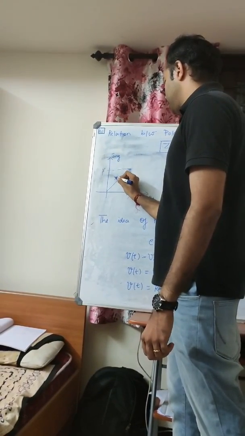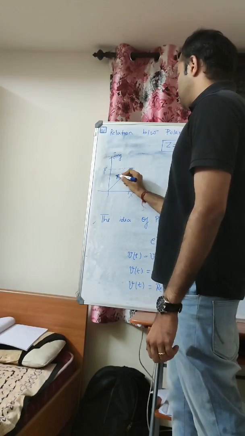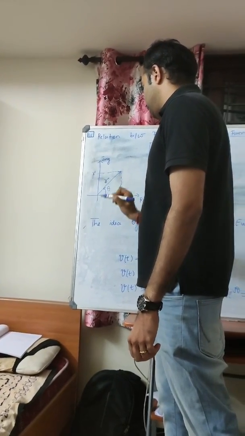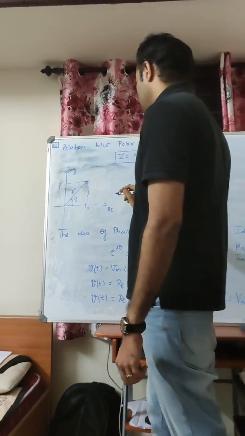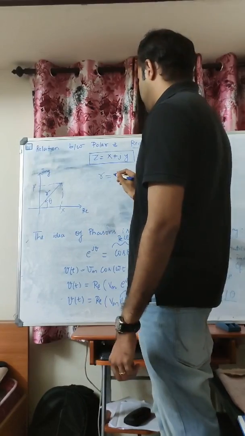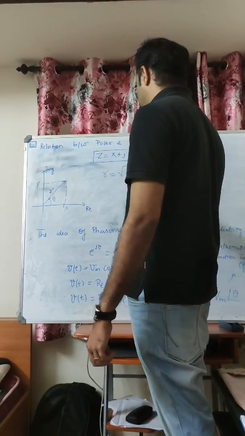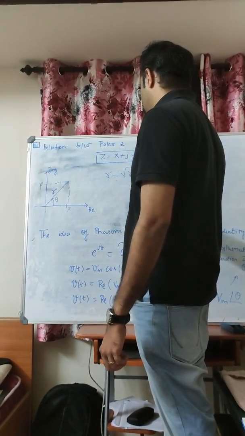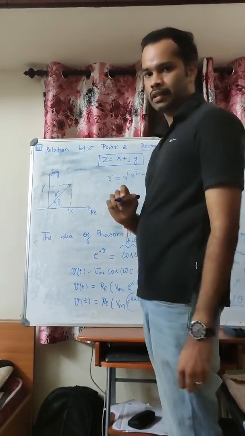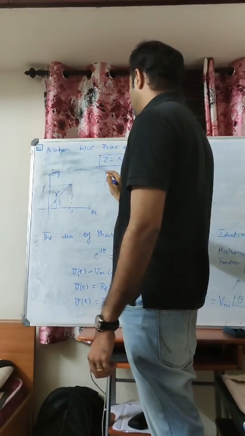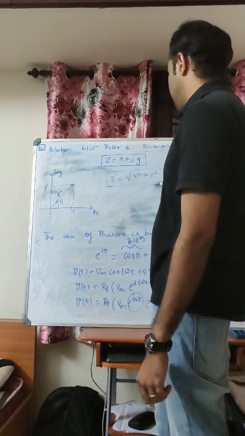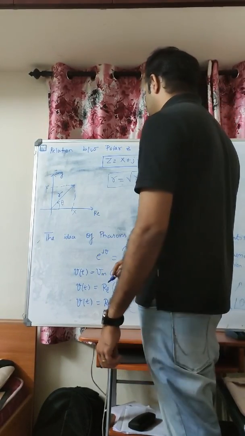Whenever you draw this particular vector over here, this is your r, and you have an angle theta over here. Based on the Pythagoras theorem, r, which is your hypotenuse, is nothing but the square root of x square plus y square. With this we can get r, which gives the magnitude of this particular vector.